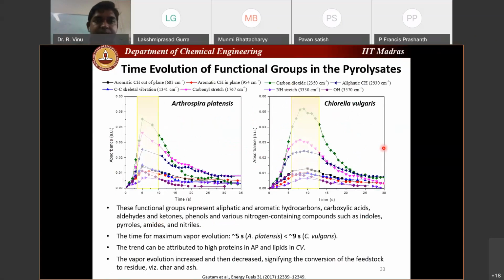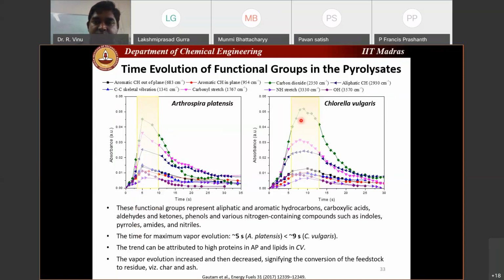So, if you look at the typical time evolution of functional groups, this is also very important information, as I said, from the Pyro probe. This is only from the Pyro probe. You can see that generally protein-rich algae decompose quickly. The evolution of the pyrolysis functional groups occurs in a very short period of 5 seconds in the Pyro probe.